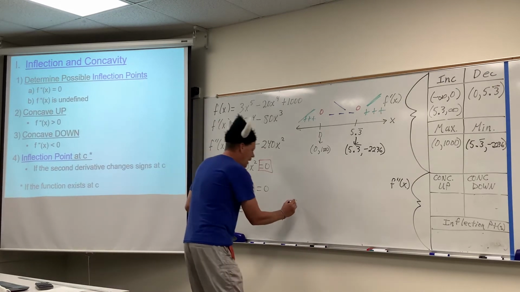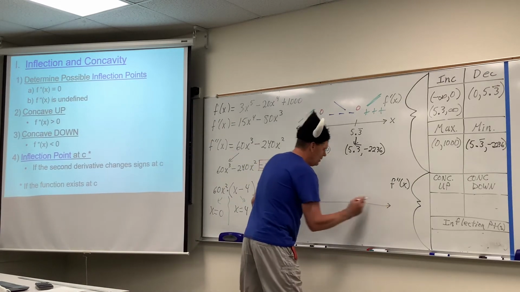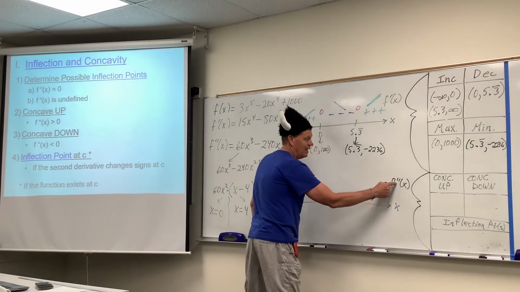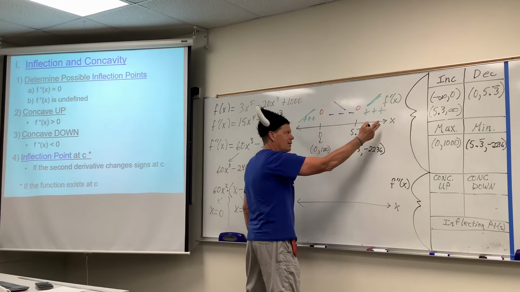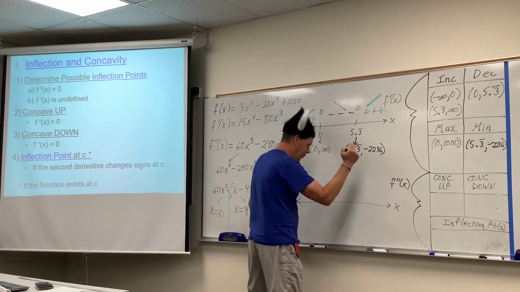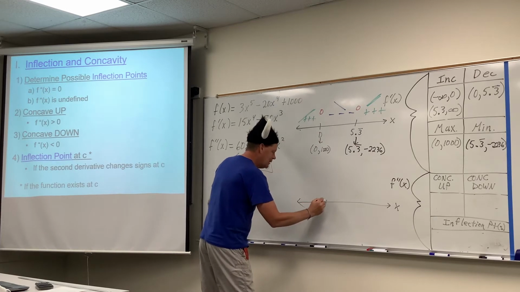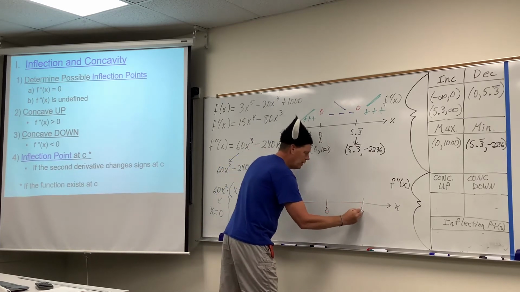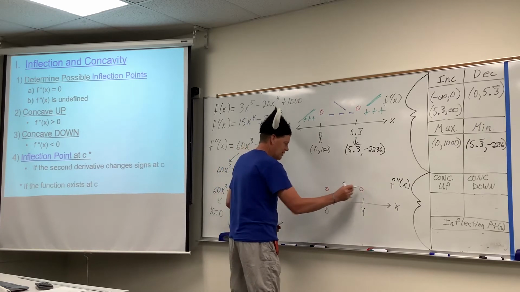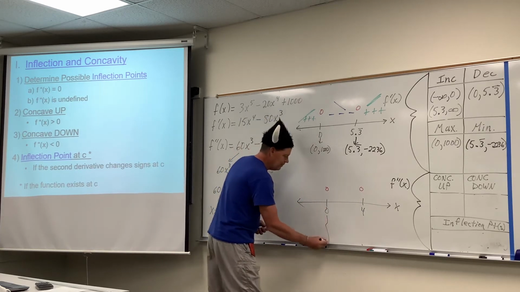So I like to draw a number line to show that we are looking at values of x and how they behave in f double prime. This is why I like to label these. These are x's, these are f primes. These are x's, these are f double primes. And so we've got 0 and 4, and the second derivative is 0 at those 2 places. And we test them, right?